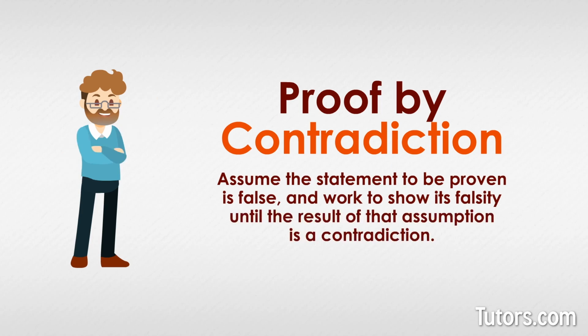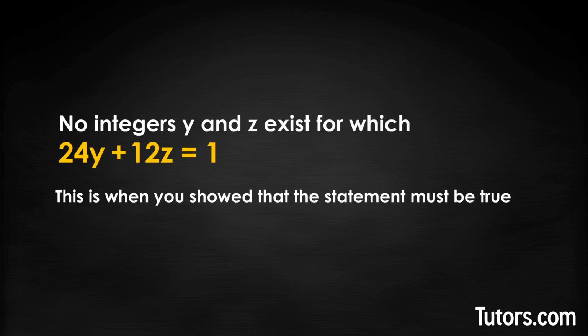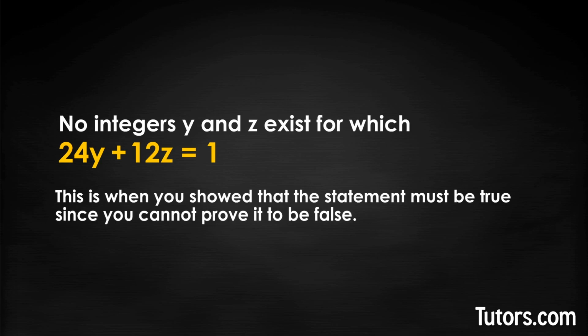is a contradiction. Suppose you want to believe in the truth of a mathematical statement like this one. No integers y and z exist for which 24y plus 12z equals 1. With proof by contradiction, you set out to prove the statement is false. This is often easier than proving it to be true. You continue along with your proof until you run into something that does not make sense. This is when you show that the statement must be true since you cannot prove it to be false.